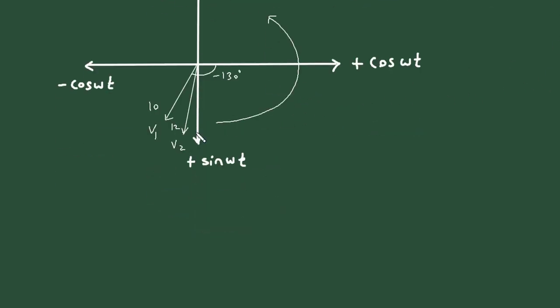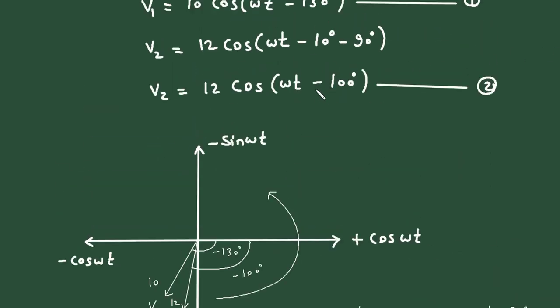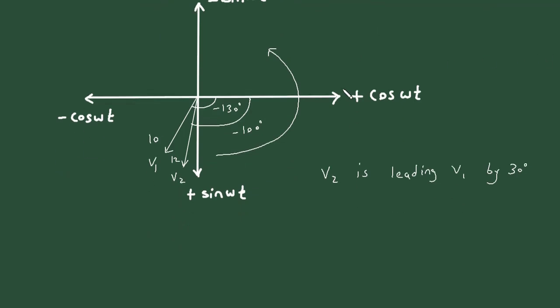So V2 is ahead of V1. So we can say V2 is leading V1 by 30 degree, because from here to here this angle is minus 100 degree. Here we can see the angle is minus 100 degree. So the difference between V1 and V2 is 30 degree. So here we can write V2 is leading V1 by 30 degree.